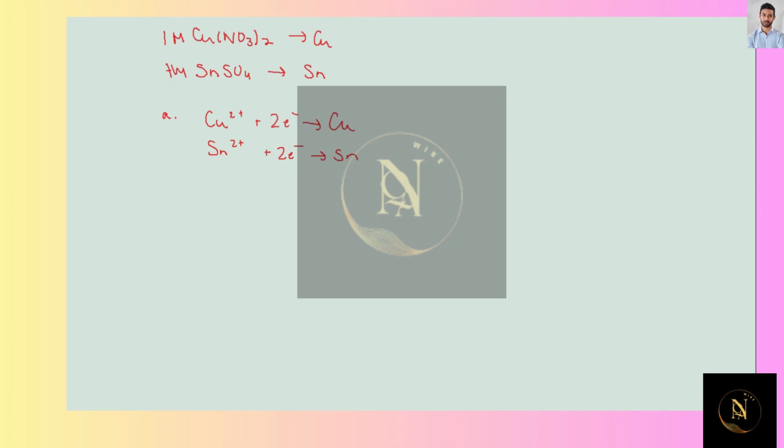So what we need to do is look up the electric potentials and figure out what's being oxidized and what's being reduced. The reduction potential for copper is a positive 0.34 volts, and the reduction potential for the tin is a negative 0.14 volts.